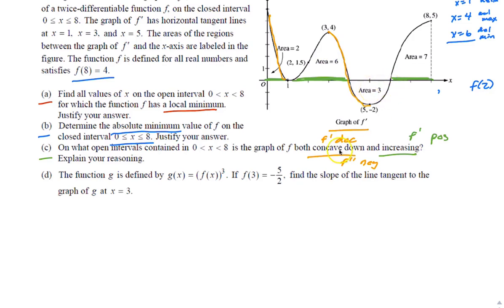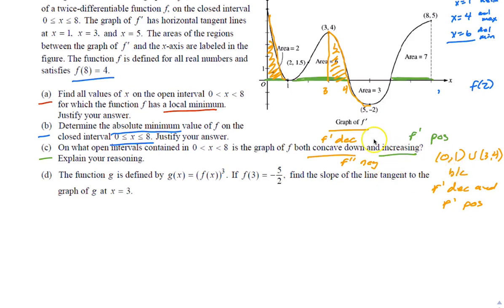So where's it both decreasing and positive? Well, that'd be right here, from 0 to 1, and this whole part right there, from 3 to 4. And let's not forget to explain our reasoning. So we already said it. It's because this is where f prime is decreasing, and where f prime is positive. That's all it is. Right?